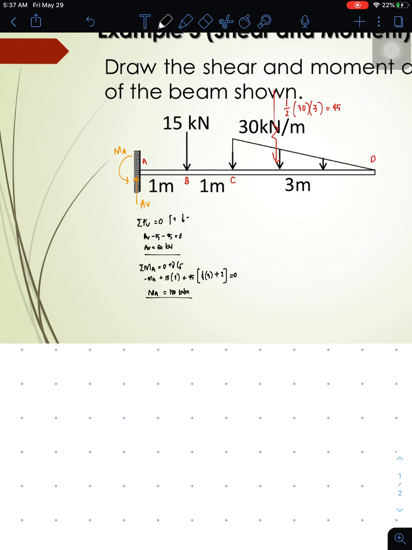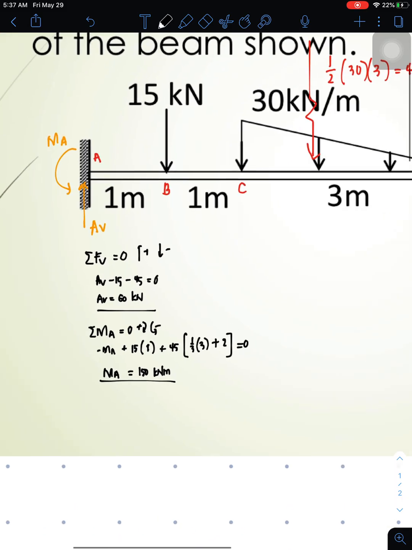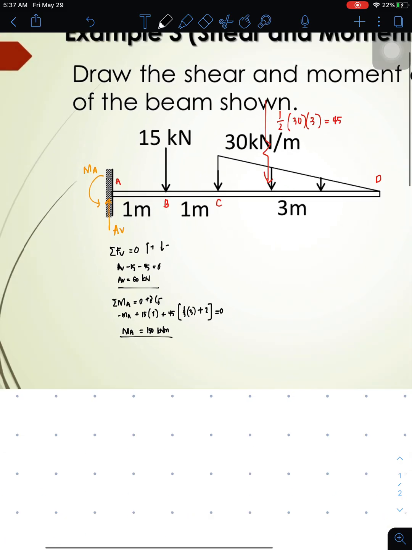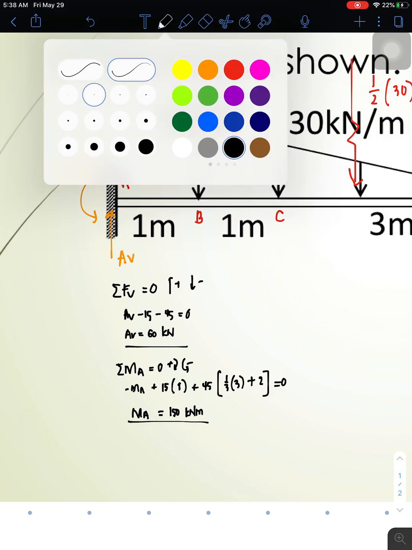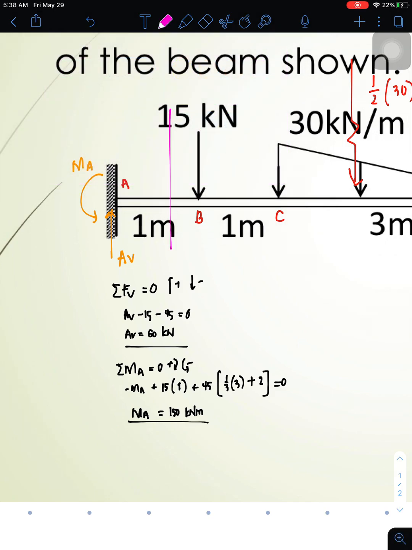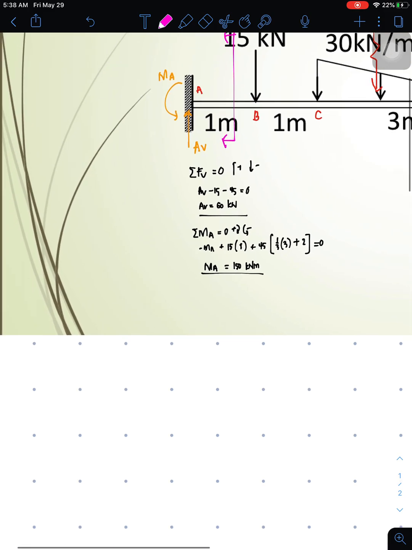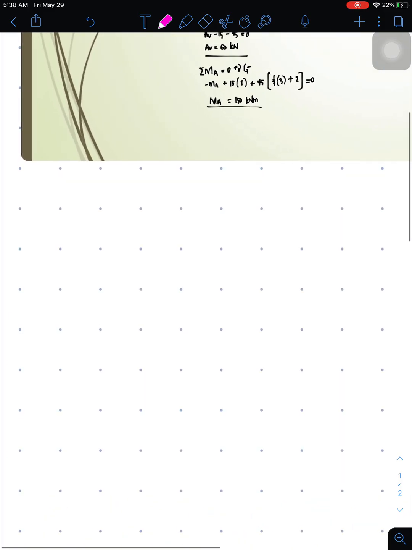We're going to prepare the segments. You have A, B, C until D, so you have 1, 2, 3 segments. Starting with the first, we're going to simply cut this portion here and consider the left end. So this is for segment AB.